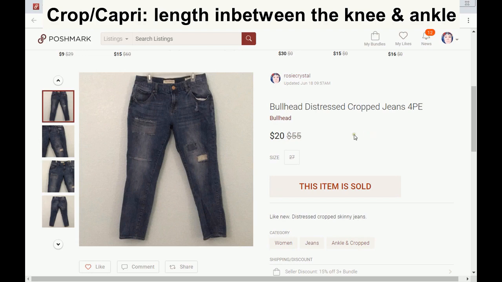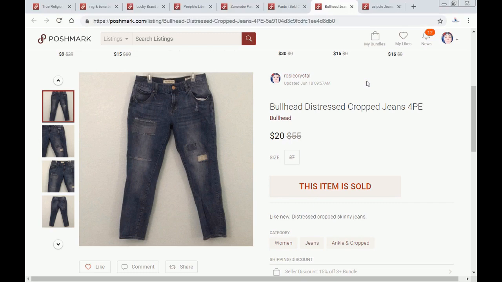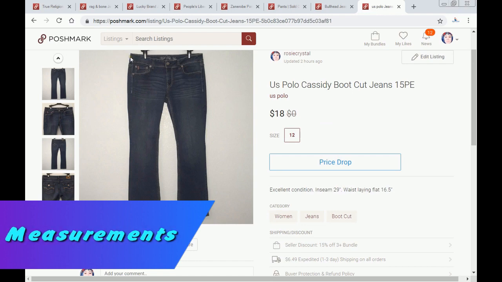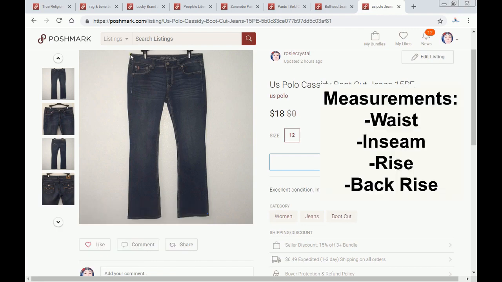or a capri. Okay, and then there is a style called a boyfriend in women's. And a boyfriend style is just a pair of jeans that is usually a little bit oversized, and it's looser in the thighs.